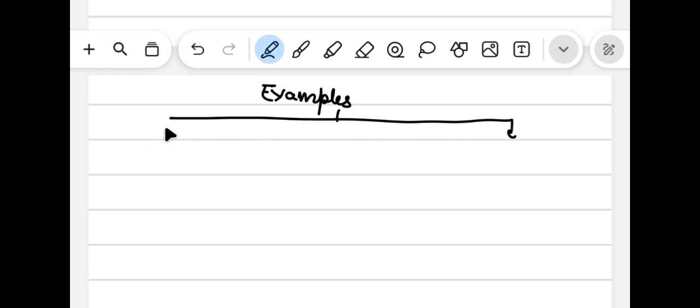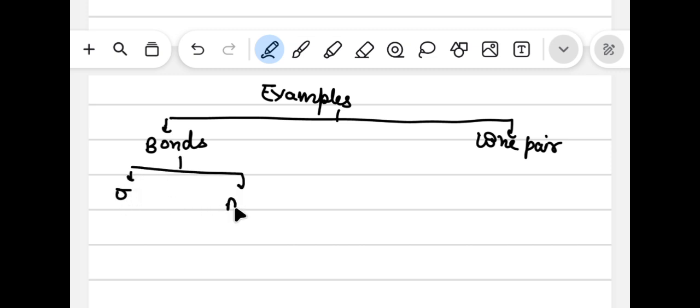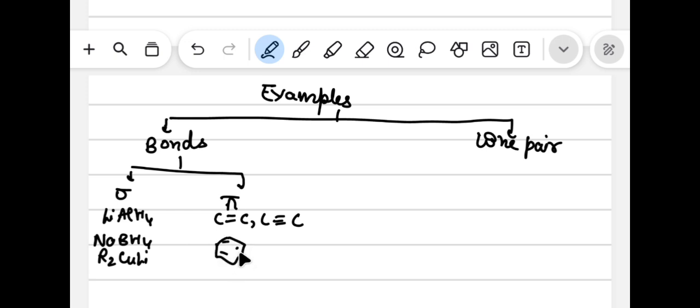we have divided these as the donation of an electron pair by bonds and second by lone pair. In bond pair, we have two types of bonding: first sigma and pi. For sigma donors like LiAlH4, NaBH4, R2CuLi. For pi bonds, we have C=C, C≡C, benzene, pyridine ring.